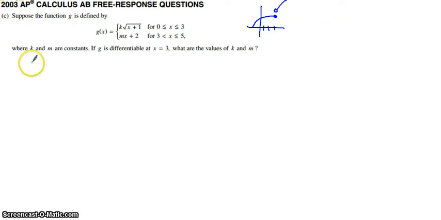So we're going to have to make sure we're continuous, meaning that at 3, this expression is going to have to equal this expression, which basically forces the closed circle where the first piece of the function leaves off to be in the exact same location in the coordinate plane where the open circle where the second piece of the function picks up is.